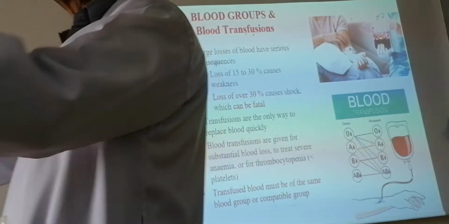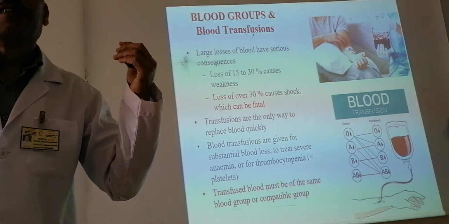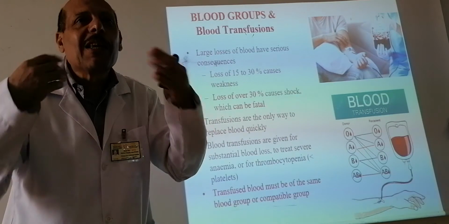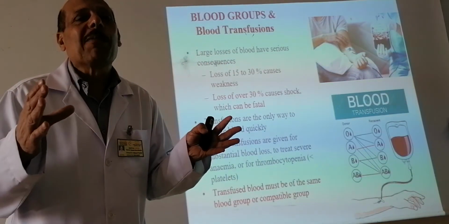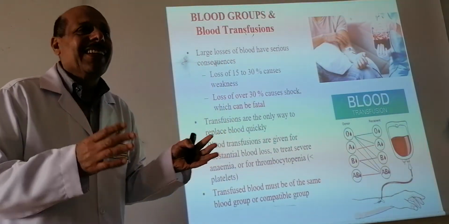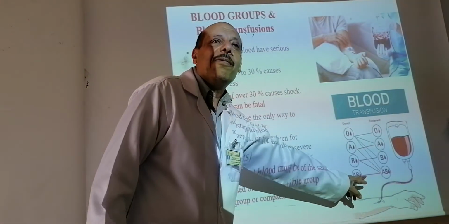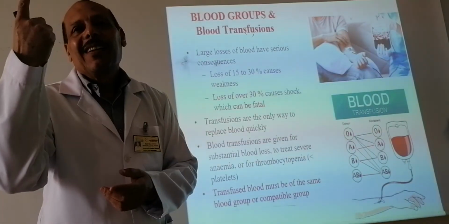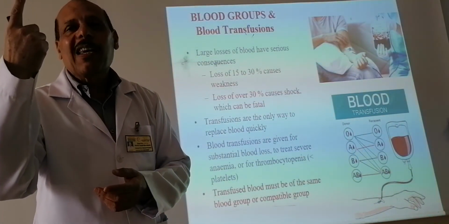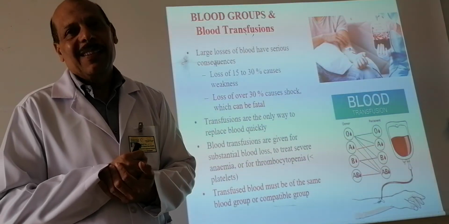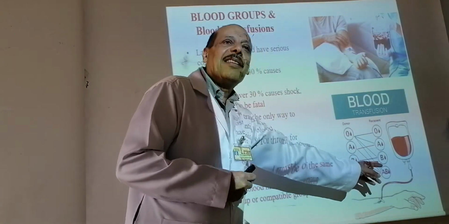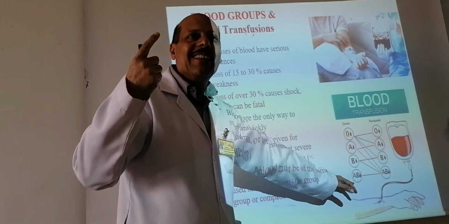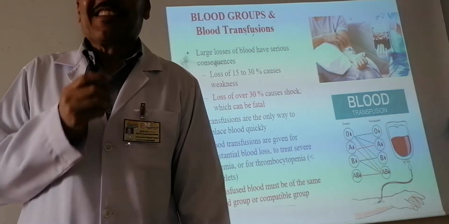AB is the universal recipient. Universal recipient means he can receive from anybody. مستقبل عام. He can receive from all types of blood group, but he cannot give. He can give only to AB. So he can receive from all, but he can give only to AB. فهذا كريم وهذا بخيل. مش الشخص البخيل طبعا.